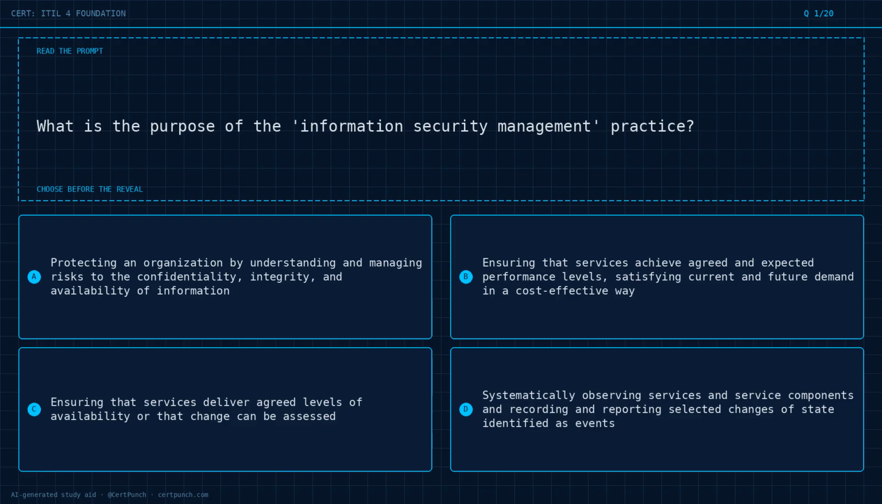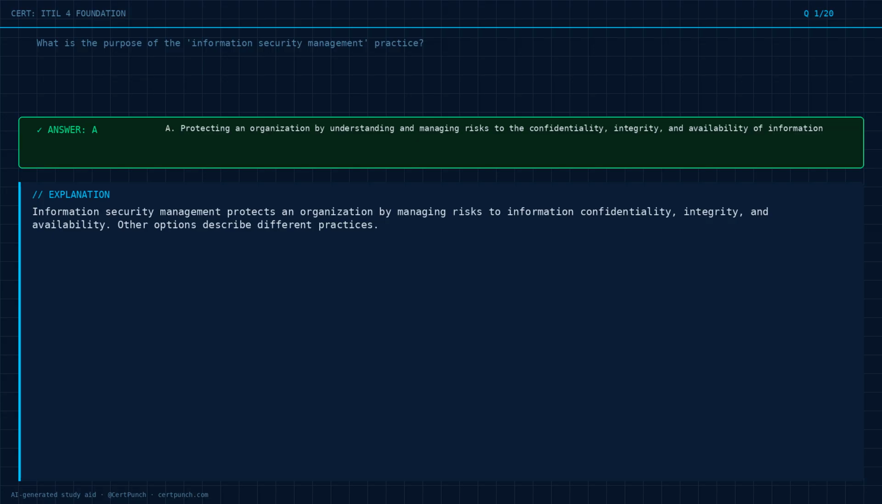Choose the best answer before the reveal. Commit to it now. The answer is Option A. Exam logic. Information security management protects an organization by managing risks to information confidentiality, integrity, and availability. Other options describe different practices.